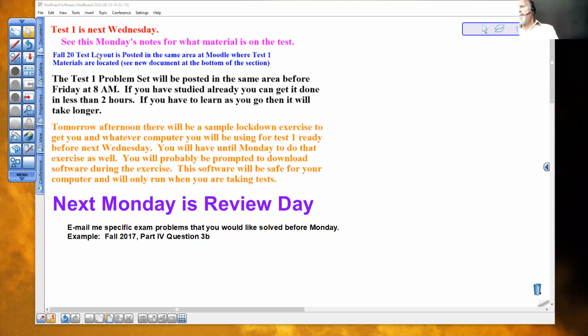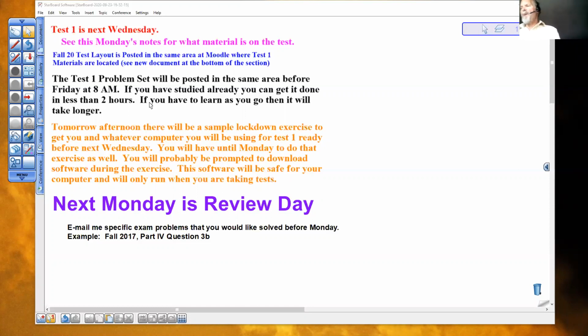We've posted the layout in Moodle where test one materials are located. If you haven't been there yet, please go there as soon as you can. Look at the document at the bottom of the screen. It goes question by question, showing what questions you will see on a test based on an old test. There will be no surprises.